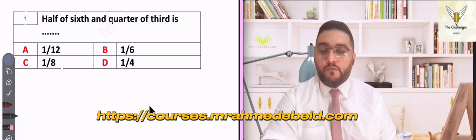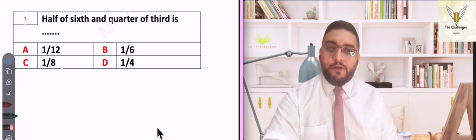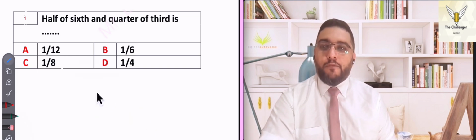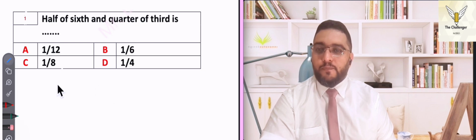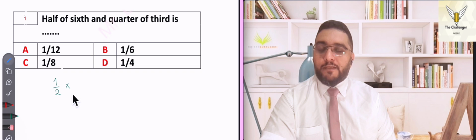This is July 2024. Let's start with the first question. Half of sixth of a quarter of third is what? Half, it means 1 over 2. Half in mathematics it means multiplied. Sixth, it means 1 over 6.